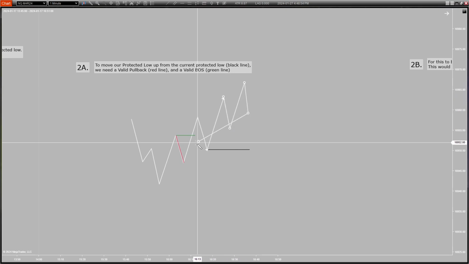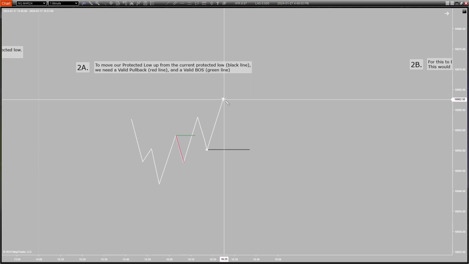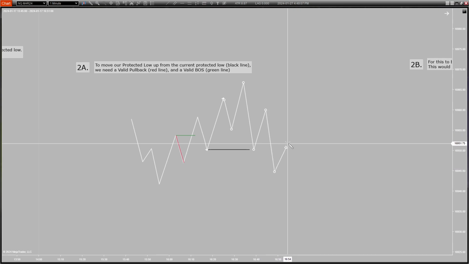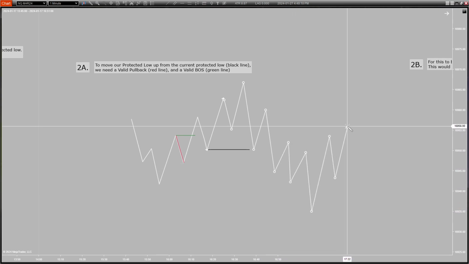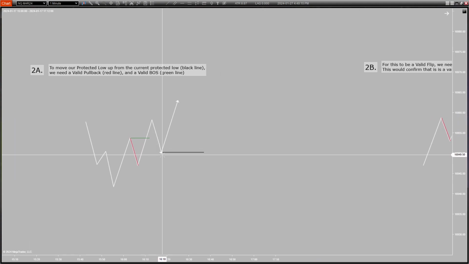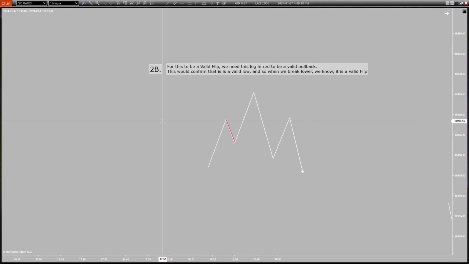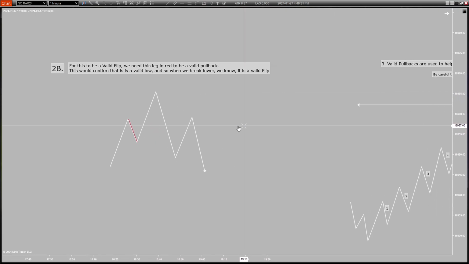It's just a consistent either break of structure, pullback for a continuation, or break of market structure, the protected low for a flip, right? So it's constantly moving like this, flipping down, moving down until it flips back up, right? That's how the market moves. So we've got valid protected low trailing. We understand that. And then this is basically just the same thing. For this to be a valid flip, we need the leg in red to be a valid pullback, valid break of structure, and then we know that's a valid low, so when it breaks, it's a valid flip. It's the same thing, really.